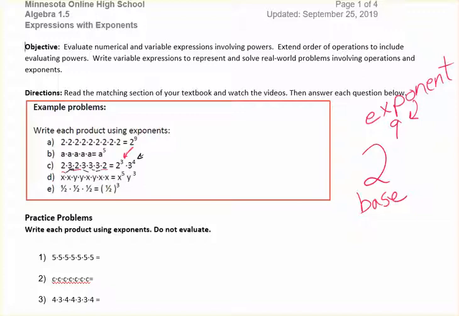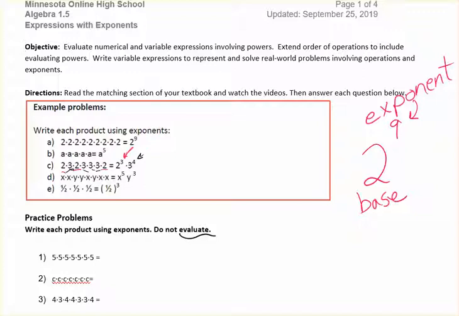We are also not evaluating. Evaluate means to find the value of. We're not doing that in these problems. We're just practicing writing them with exponents. Writing with exponents is a shortcut, and we often like to leave them as exponents rather than finding out what 2 to the 9th power is, or 3 to the 4th times 2 to the 3rd. We'll do some evaluating later, but on these problems we're just writing using exponents.